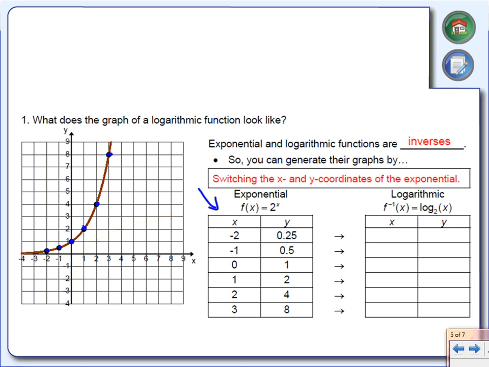So this first order pair is going to go from being -2, 2.5, to 2.5, -2. We're going to switch the x and the y. We're going to do the same thing on every single one of these order pairs. So go ahead and do that for me. Switch all of your order pairs.